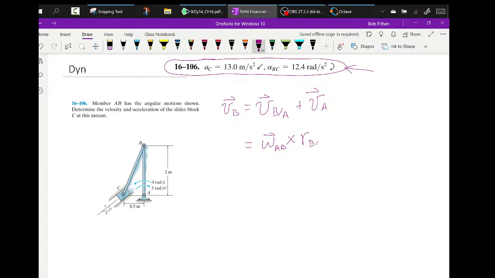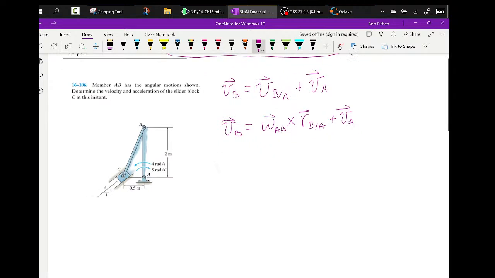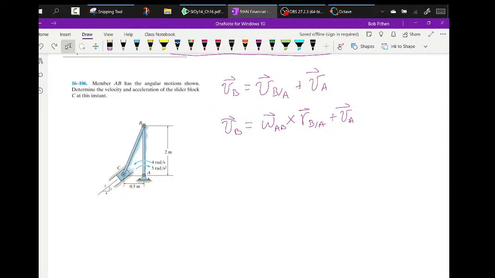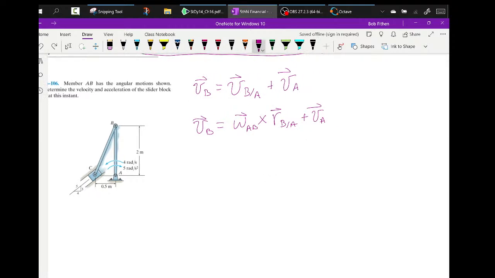Give me a second, we have the equation written like this. Now, where this, in fact, is this. I'm going to write under here, and then slide it down. Okay, so now I'm going to write velocity of C is equal to velocity of C relative to B plus velocity of B, because C and B are on the same length.